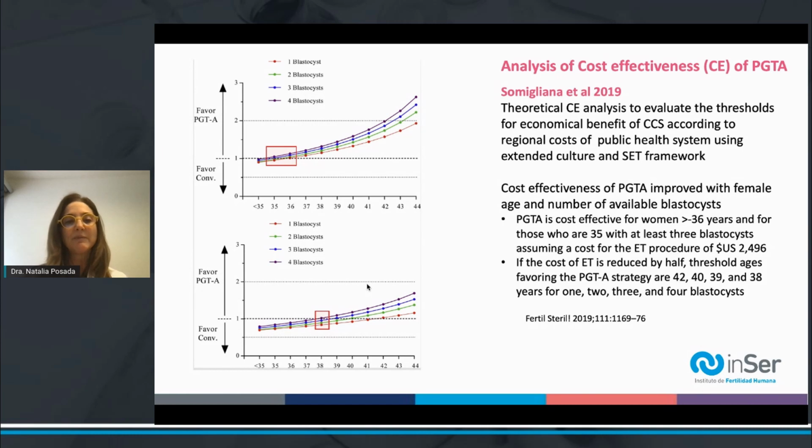However, if the cost of embryo transfers was diminished to half, to around $1,200, which is about the cost that we have here in Colombia, then the threshold for cost effectiveness was pushed towards older women. And so it was cost effective for women 38 years of age who had at least 4 blastocysts, or 39 years of age who had at least 3 blastocysts, or 40 years of age who had at least 2 blastocysts.